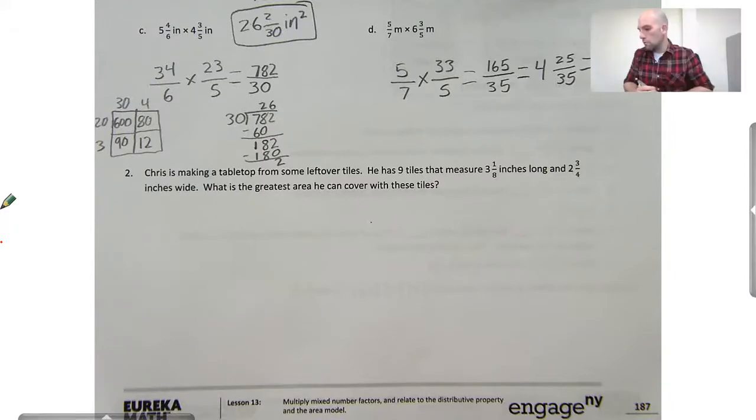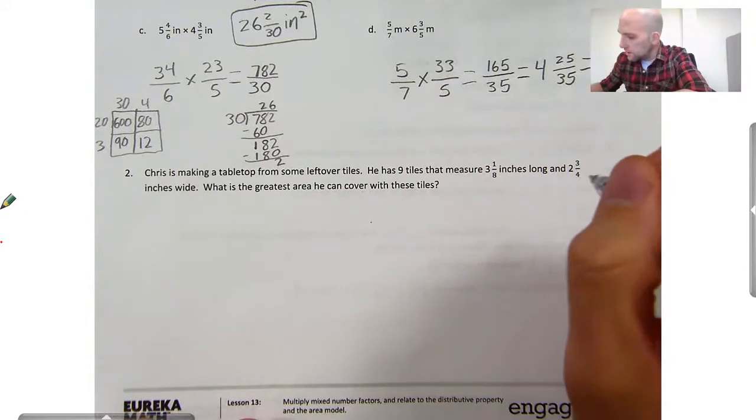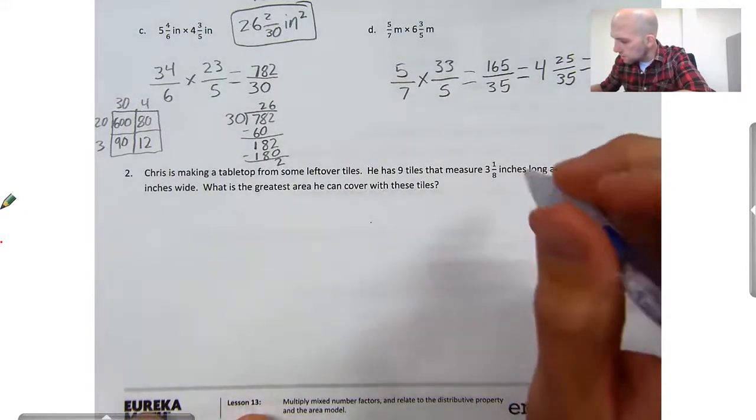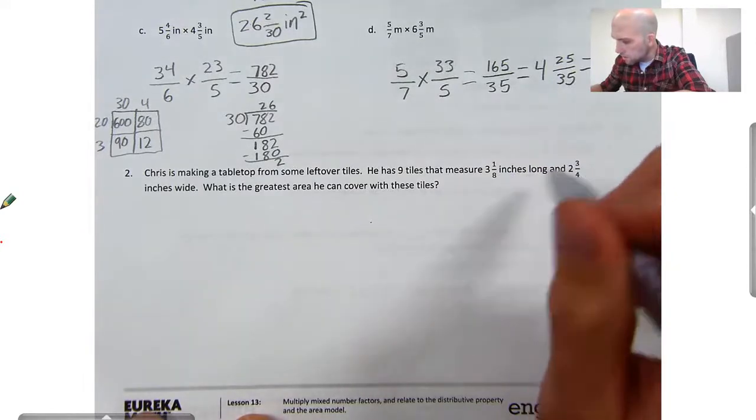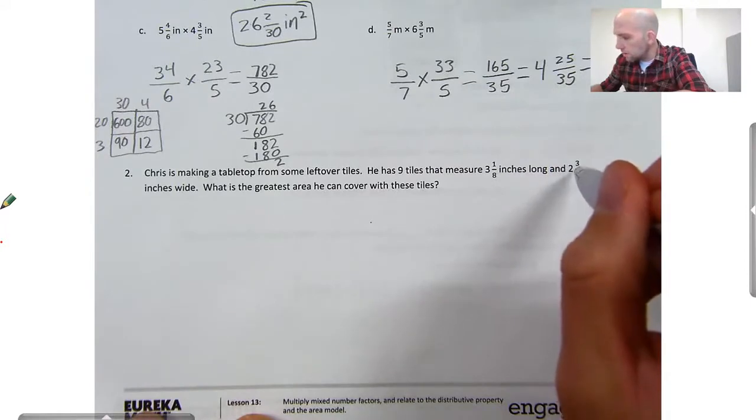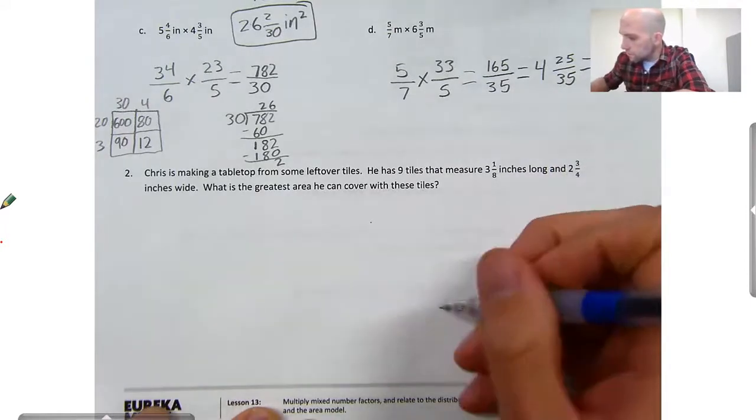Let's look at this word problem here. It says Chris is making a tabletop with some leftover tiles. He has 9 tiles that measure 3 1/8 inches long and 2 3/4 inches wide. What is the greatest area he can cover with these tiles? So he has 9 tiles that measure 3 1/8 long and 2 3/4.